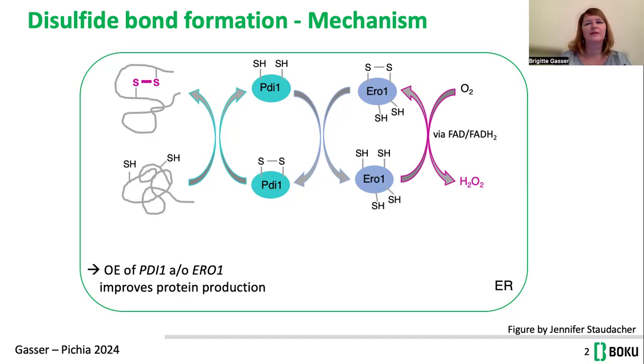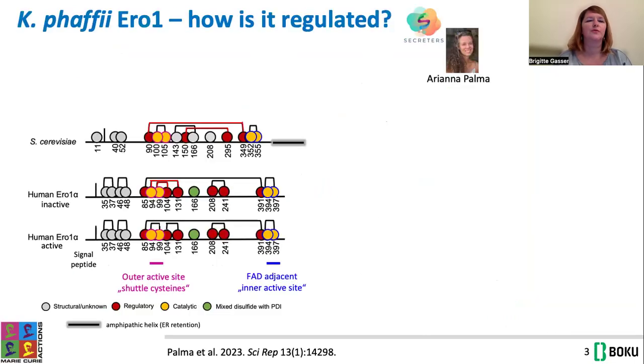What is known from other organisms is that the activity of ERO1 is regulated, and it can switch between an active and an inactive form through the formation of an intermolecular disulfide bond in order to prevent hyperoxidation of the ER. The mechanism has been elucidated both for Saccharomyces cerevisiae and the human ERO1. And while they both have regulatory disulfide bonds, the mechanism differs between the two species.